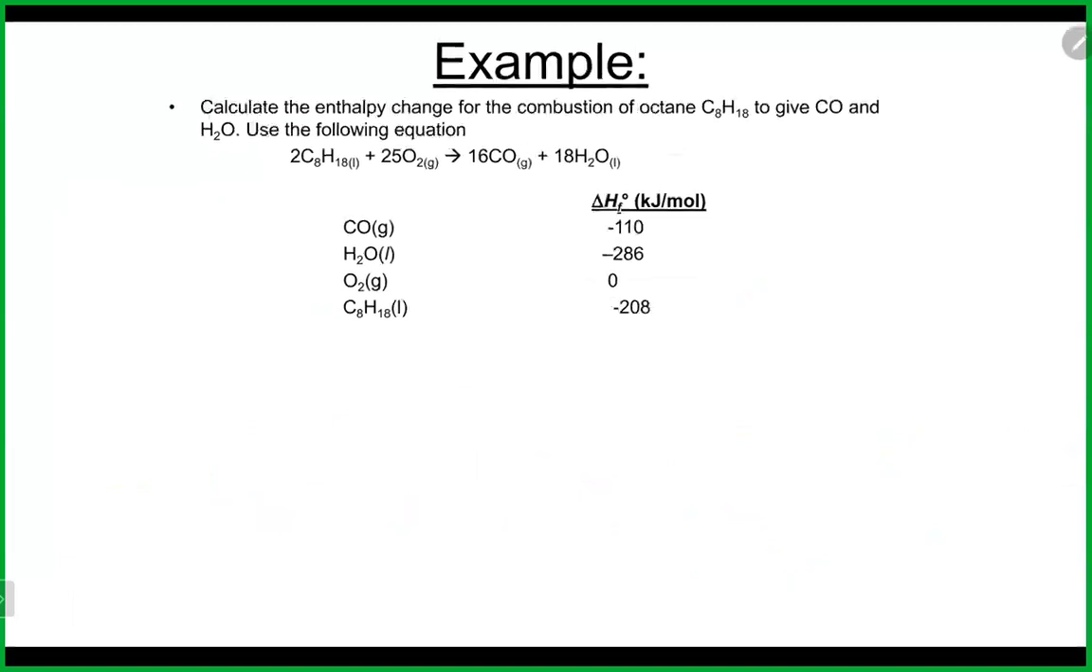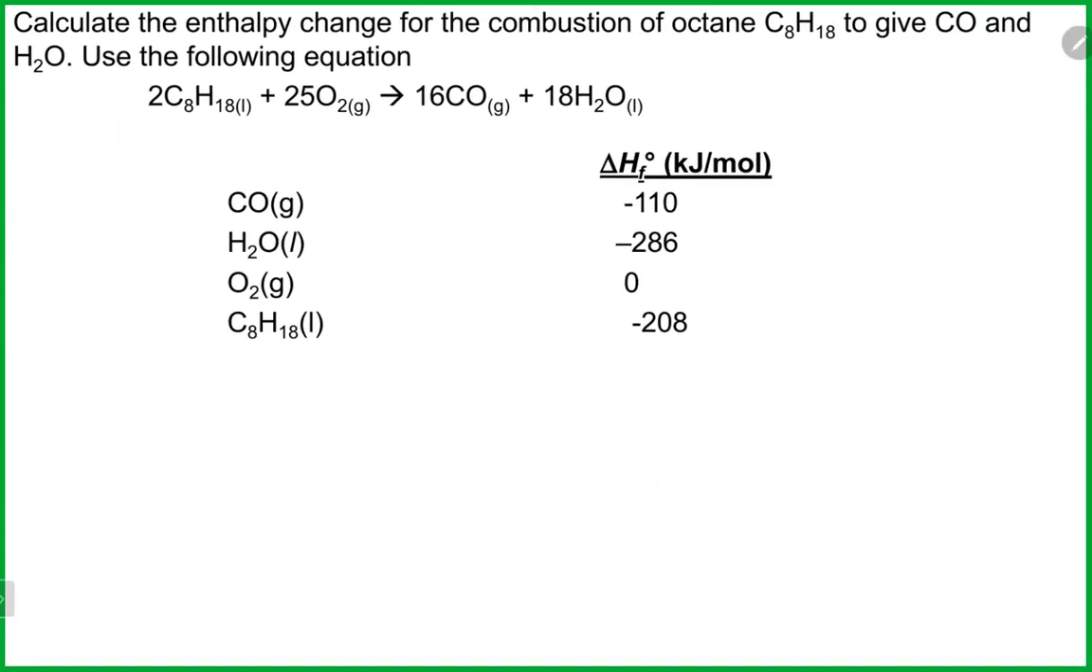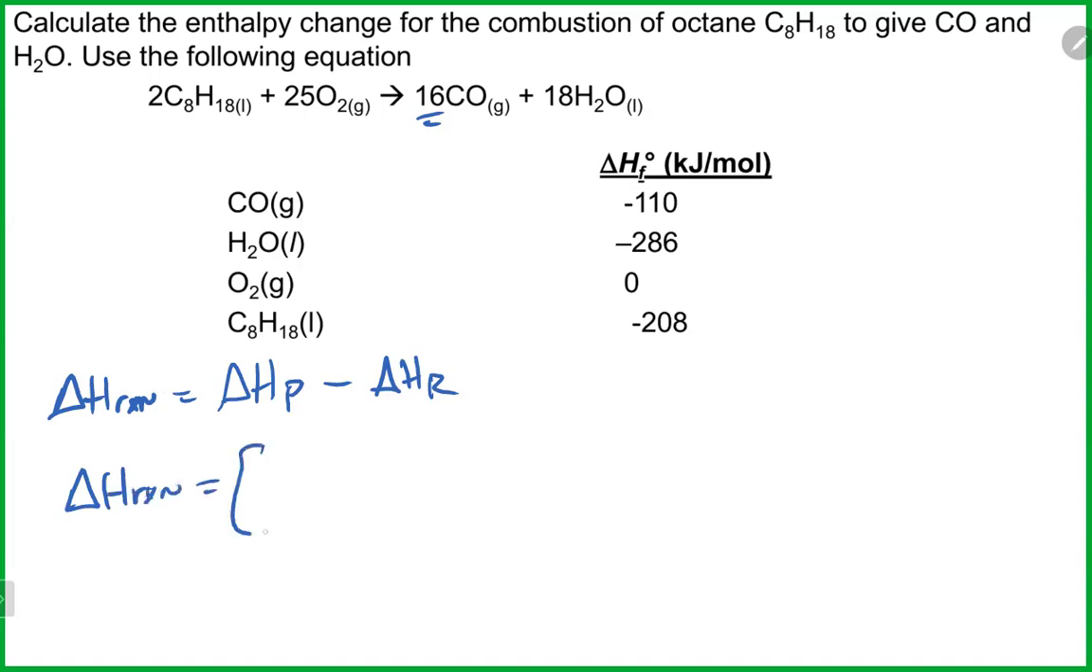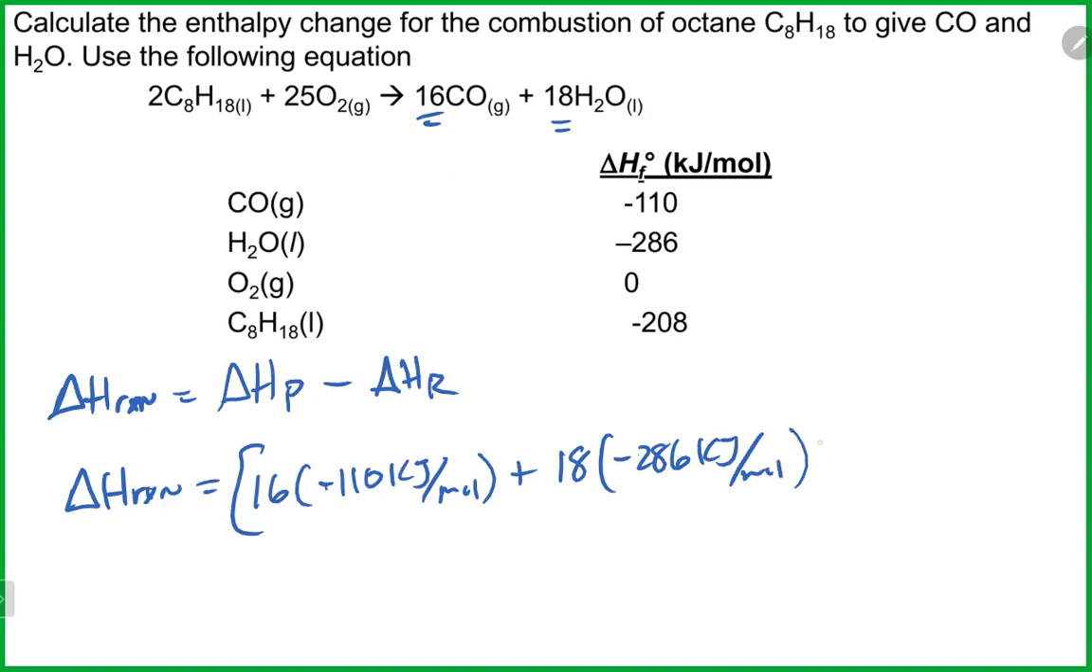All right, let's take a look at a couple more. Try this one here and see what you come up with. Okay, let's take a look. Same idea here. We would go to the table. We'll do our products, final state minus initial state, taking our coefficients into account. So we have 16 here. Our delta H for our products: 16 times the value of CO, which is minus 110 kilojoules per mole. We're going to add it to our other product, which is 18 waters, times the value for water, which is minus 286 kilojoules per mole. That takes care of pretty much all of our products.